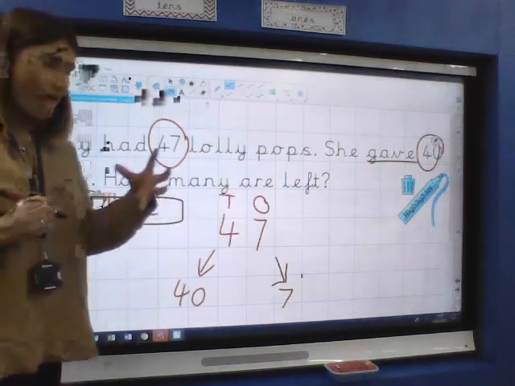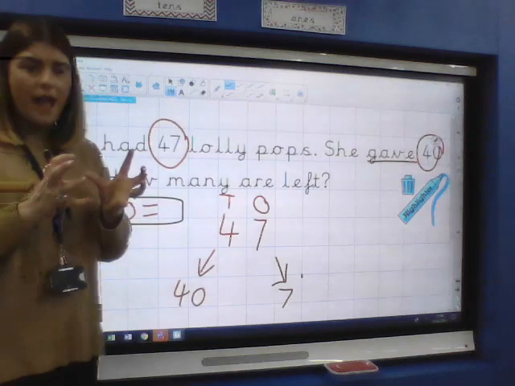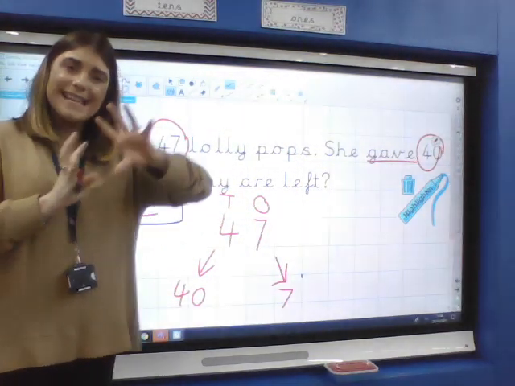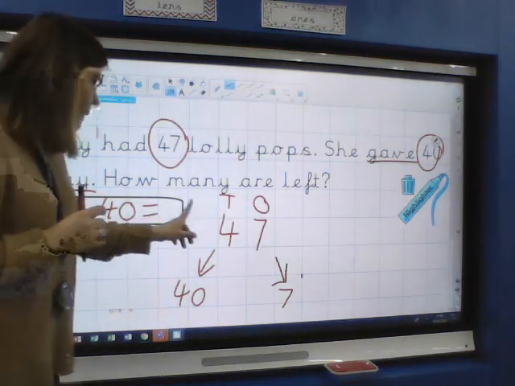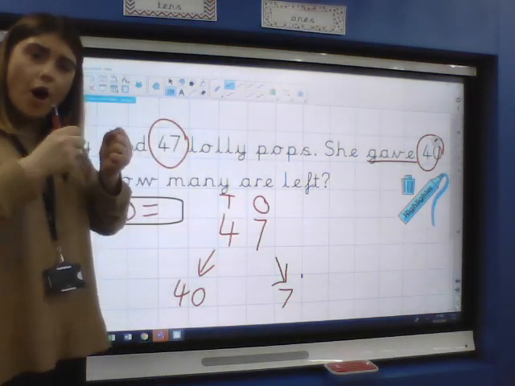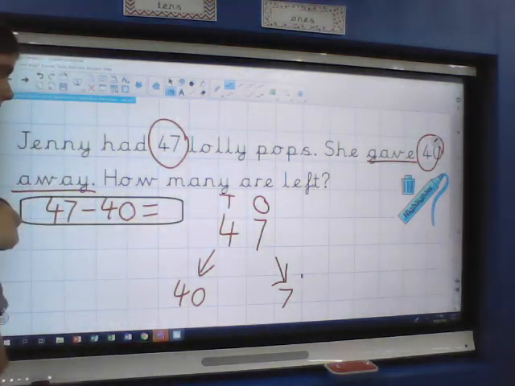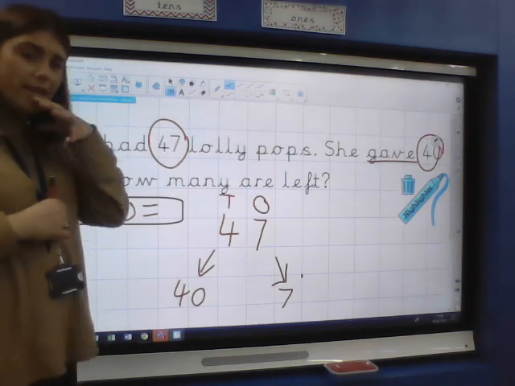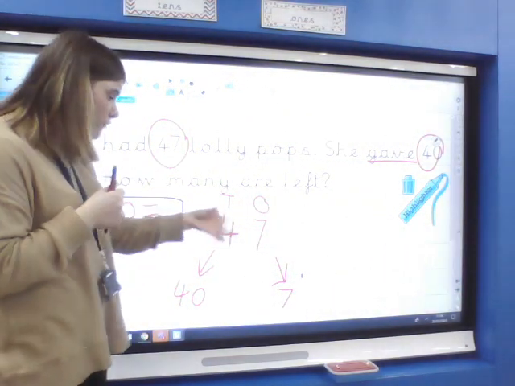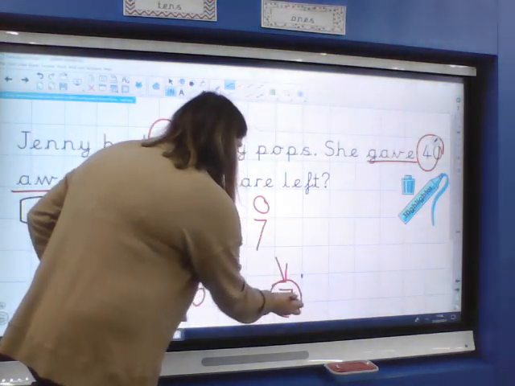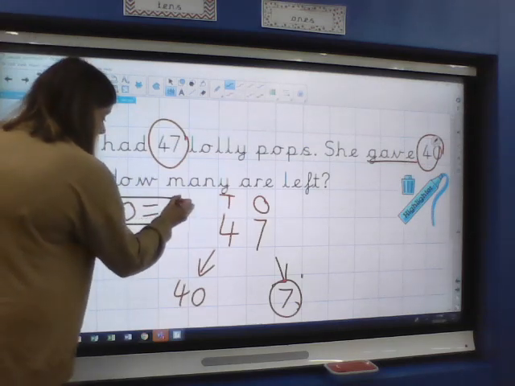Now, what if I take that 40 away? What am I just going to be left with? So if I've got 47, but I take the 40 away, I'm just going to be left with what? So we're going to pull the number apart, partition it, and then that will help us to solve my number sentence. So 47, but I'm taking the 40 away. What am I going to be just left with? Tell your grown up, I'm just going to be left with the 7. So 47, take away the 40, it's just going to leave me with 7.